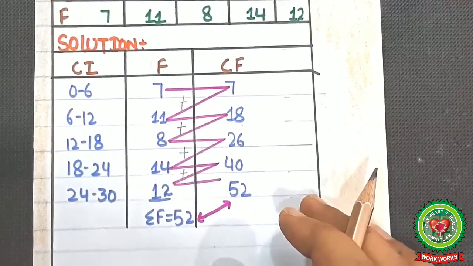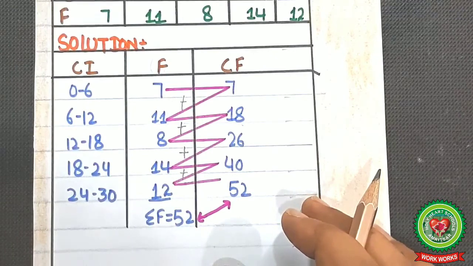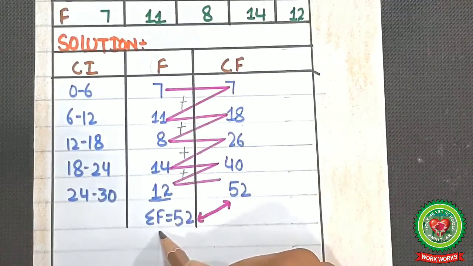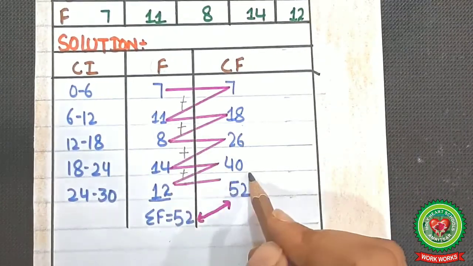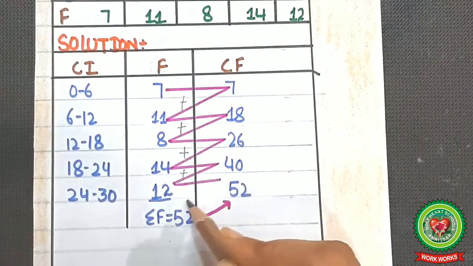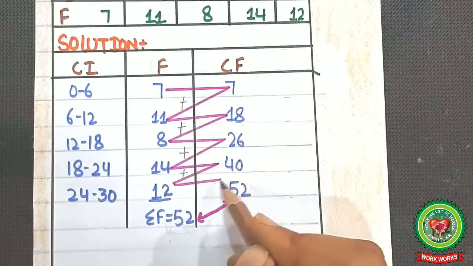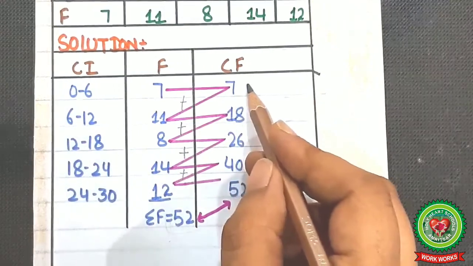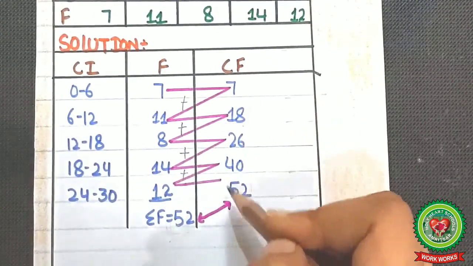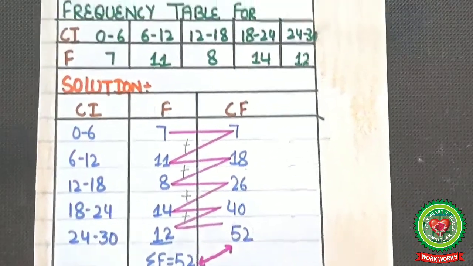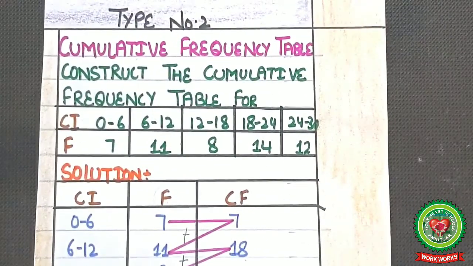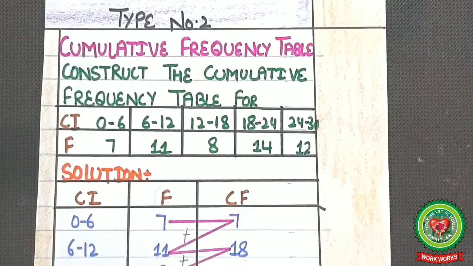Now students, we have to see when our CF is correct. When the summation of f, meaning the total of f, and the last CF are the same. Here also we can see that they both are the same, so it means the calculation of cumulative frequency is correct. So this was all about the cumulative frequency table.